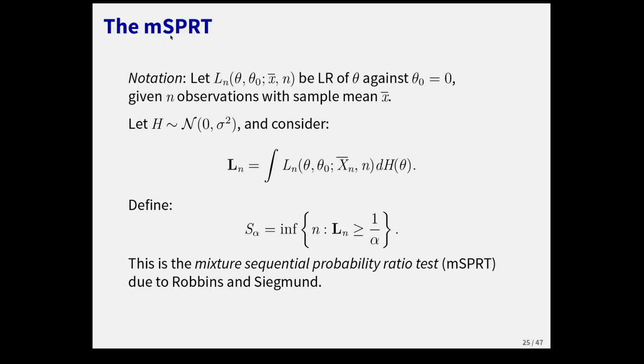So this is the mixture sequential probability ratio test. The sequential probability ratio test just uses the likelihood ratio and waits until that hits boundaries. So we're going to use this mixture sequential probability ratio test, the mSPRT. And the way we stop, I'm going to define S alpha, the stopping time for this test, as when the mixture likelihood ratio crosses 1 over alpha. So you give me your alpha, I stop at the first point at which it crosses 1 over alpha. Otherwise, I continue indefinitely.